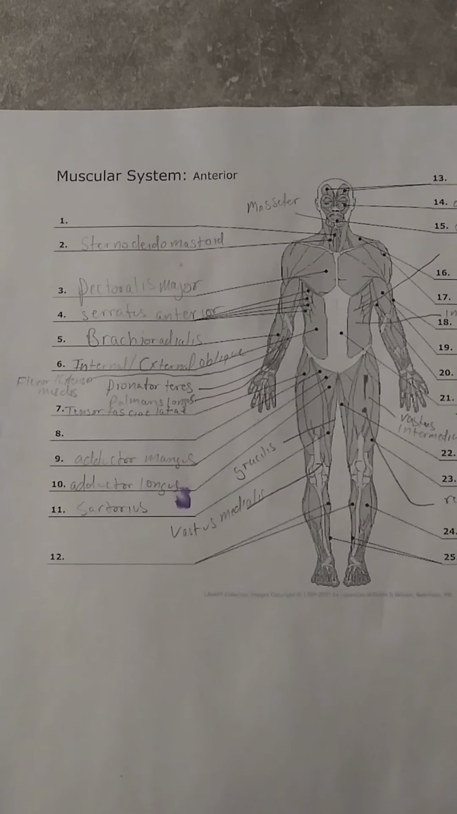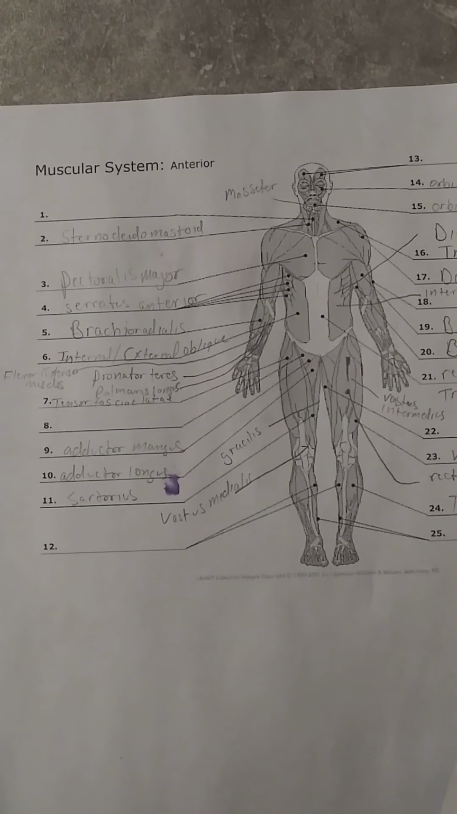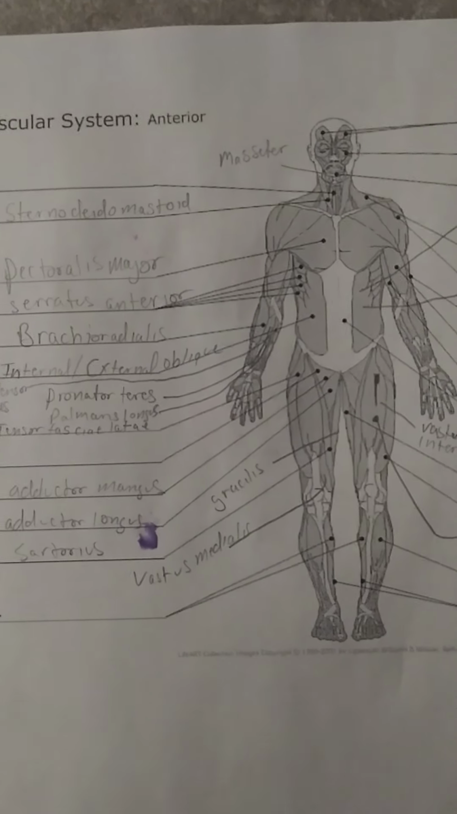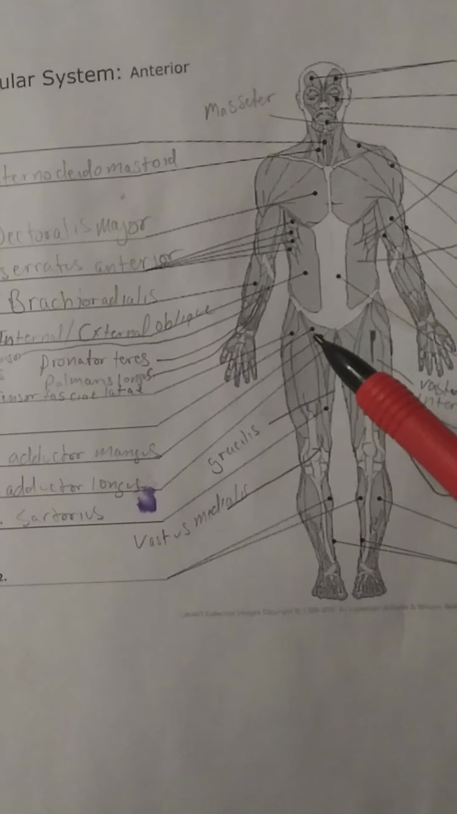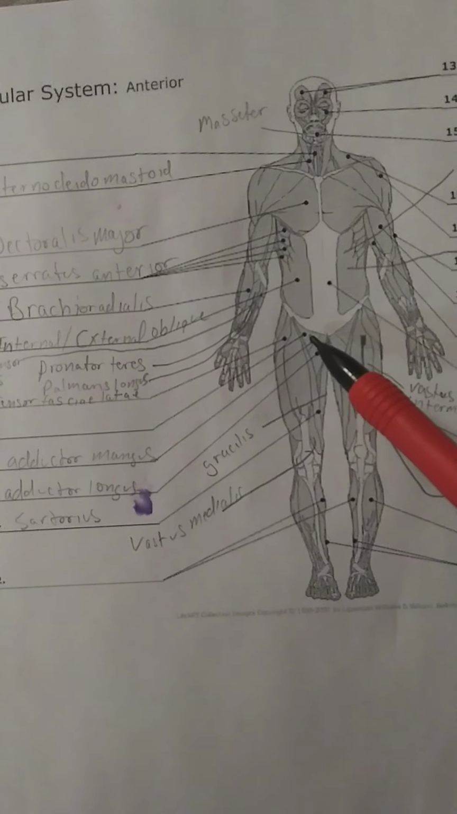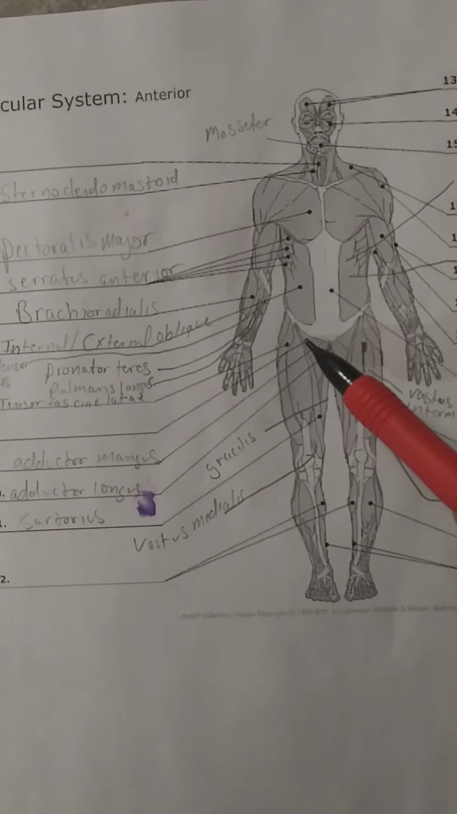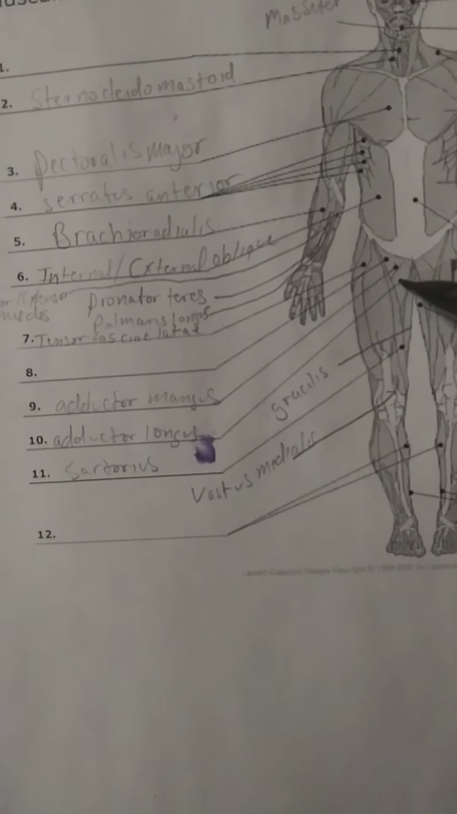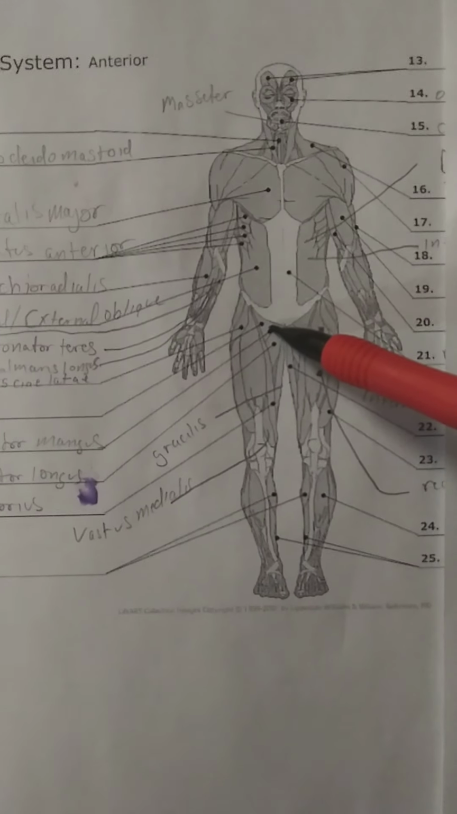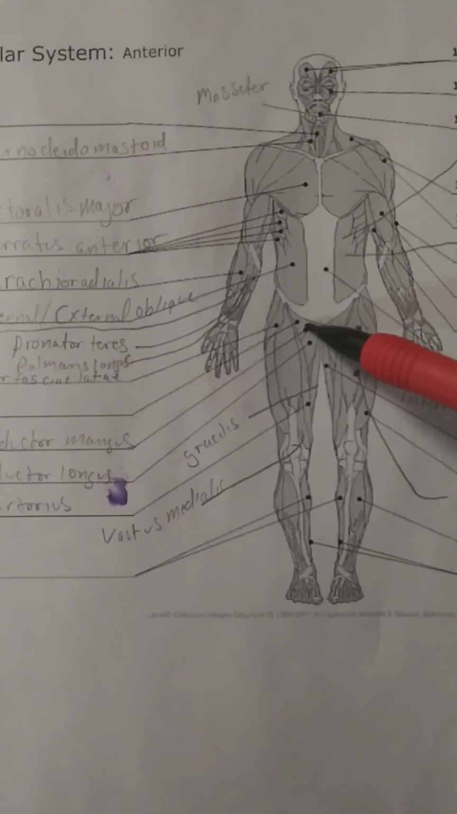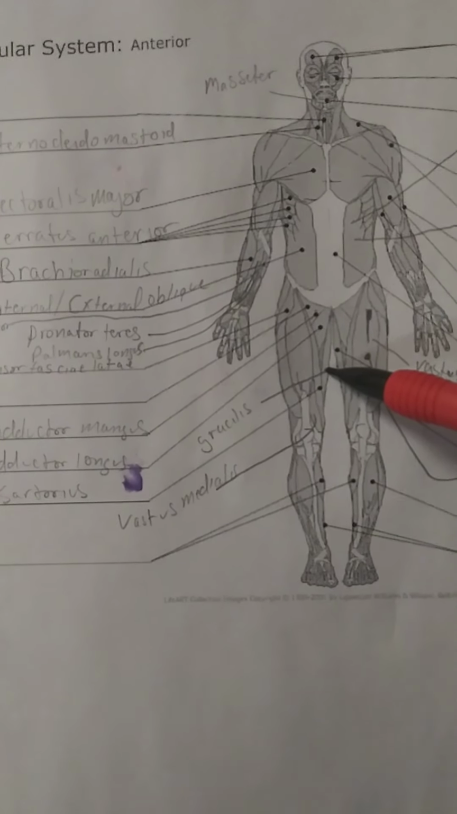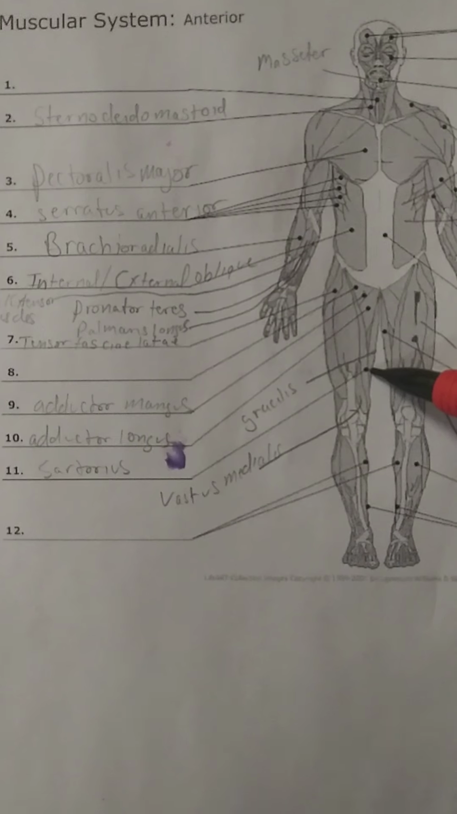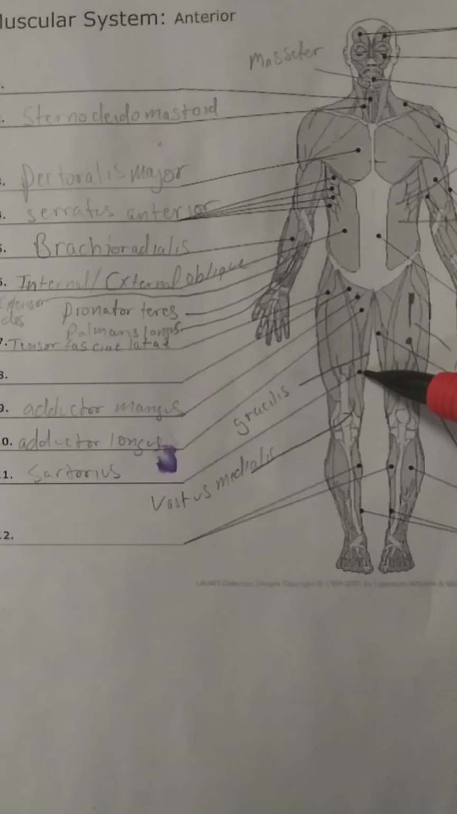And we're going to start off with the tensor fasciae latae, which is pretty much the small little muscle in here that helps adduct, so add the thigh to the medial side. So we have an adductor longus right there. Adductor magnus right there, a little bit higher. And the gracilis right there. So that's the sartorius right there, a little bit higher.